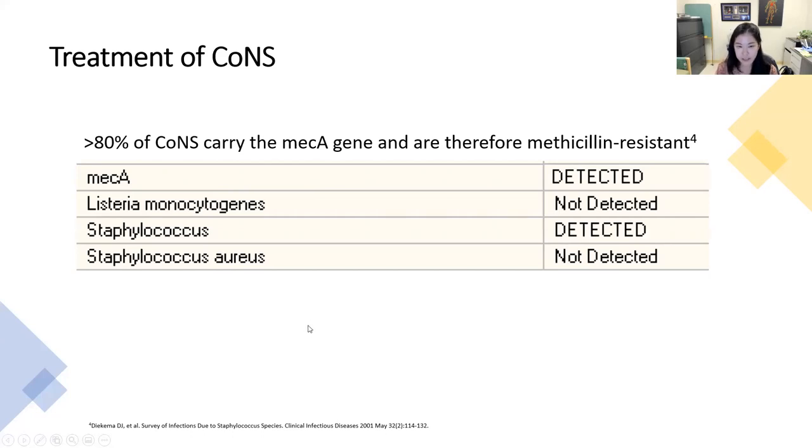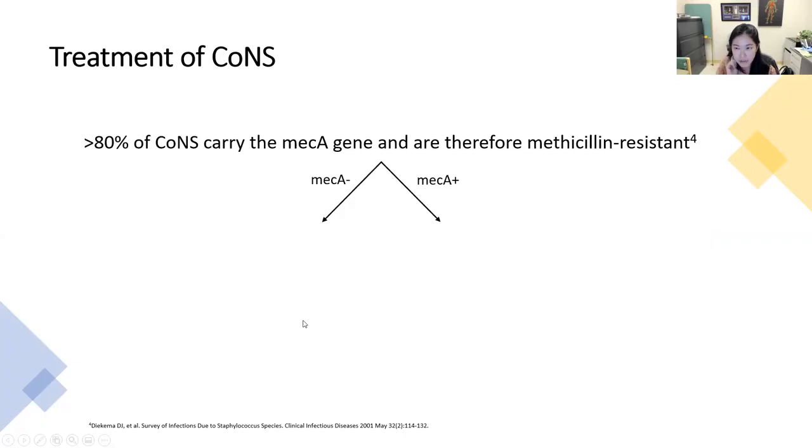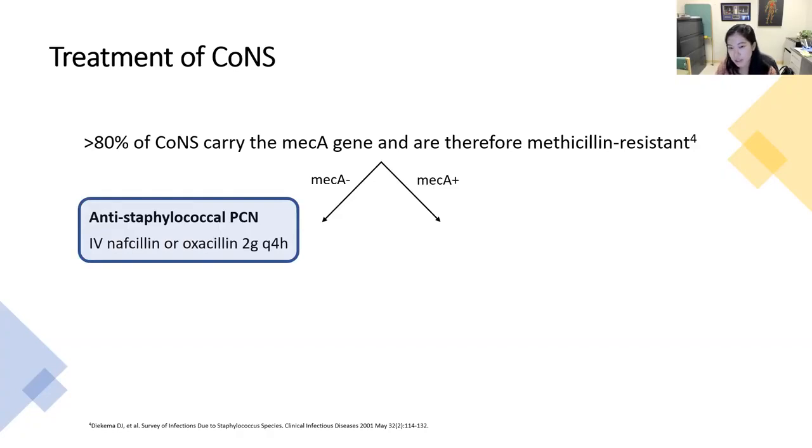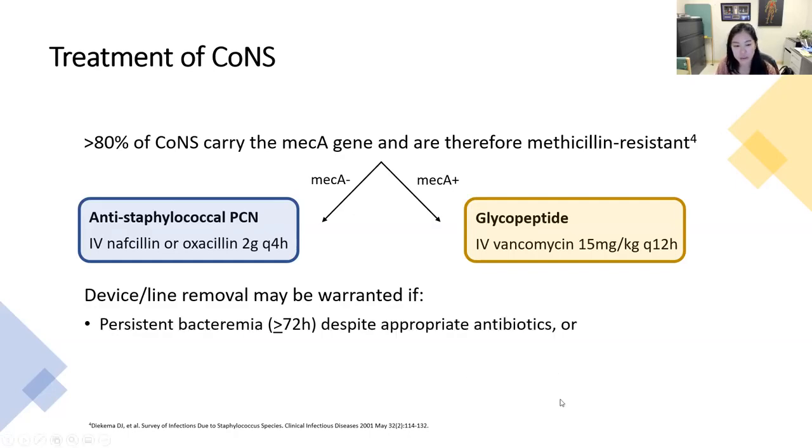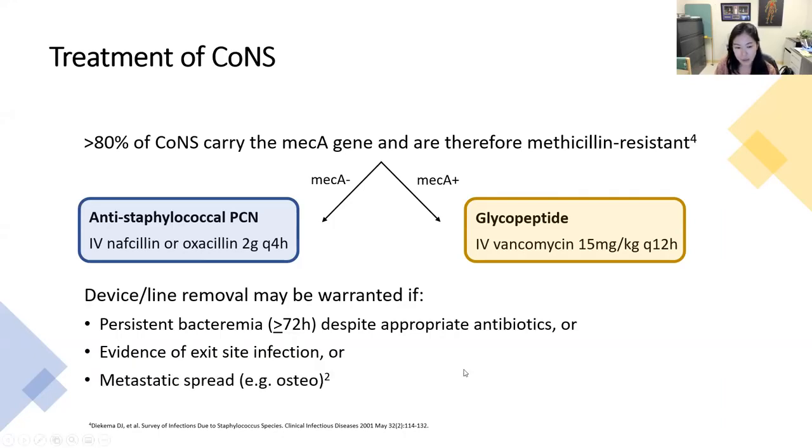And treatment of coag-negative staph hinges on whether it is methicillin sensitive or resistant. So if sensitive, IDSA recommends we reach for nafcillin or oxacillin, and if resistant, something like vancomycin. And usually coag-negative staph is very easily treated once we know its susceptibilities, but there are occasions where you may need to remove the patient's device or central line, and those situations would include persistent bacteremia despite antibiotics, evidence of exit site infection, like pictures like I showed earlier, or evidence of metastatic spread, meaning the infection has spread beyond the initial source to other parts of the patient's body.